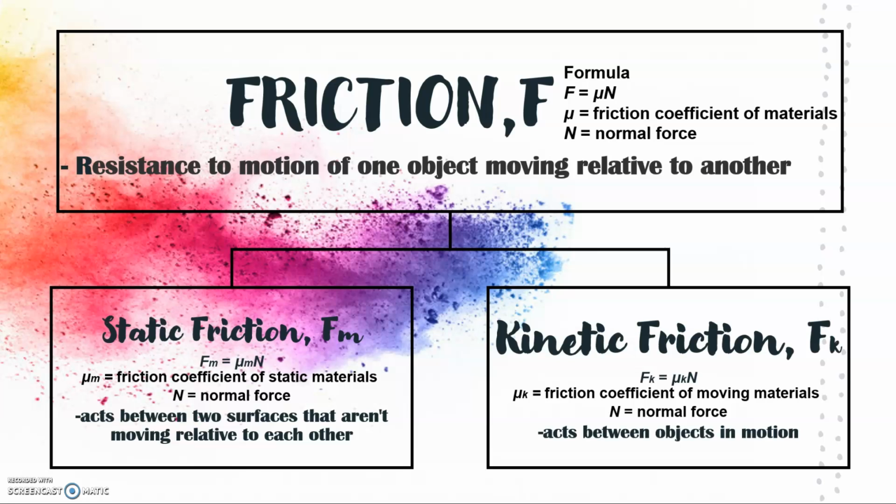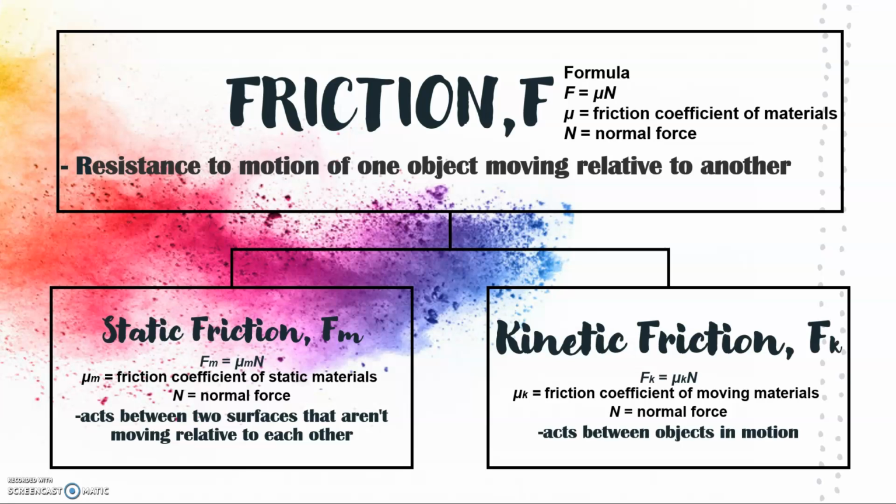What is friction? It is actually a resistance to motion of an object moving relative to another. So it has the formula F = μN. The μ here is referring to the friction coefficient of materials and the N is referring to the normal force.